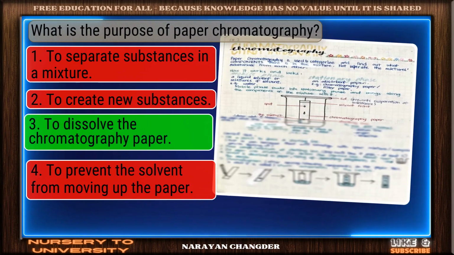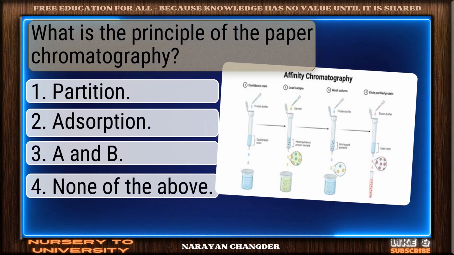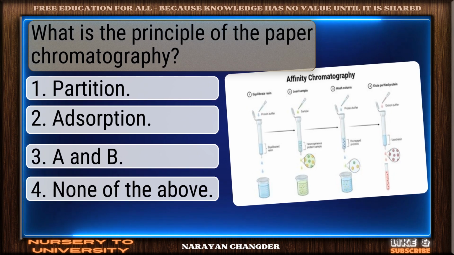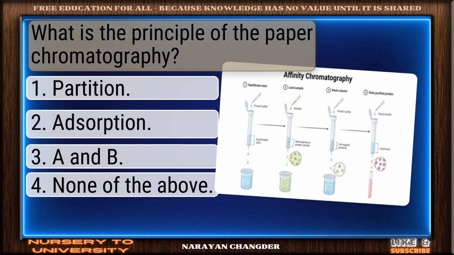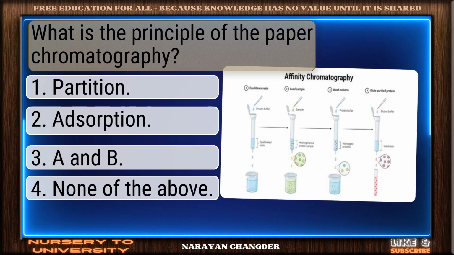That's it, to separate substances in a mixture. What is the principle of paper chromatography? Option 1. Partition. Option 2. Adsorption. Option 3. A and B. Option 4. None of the above.